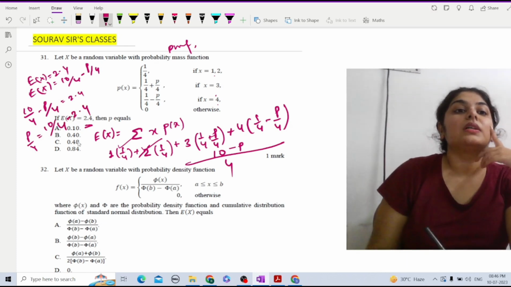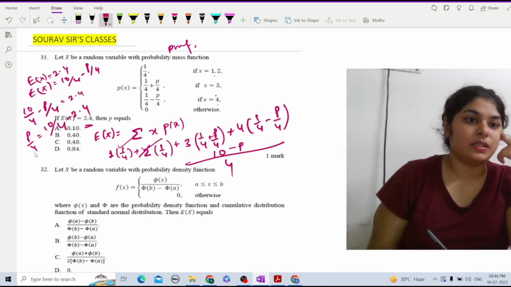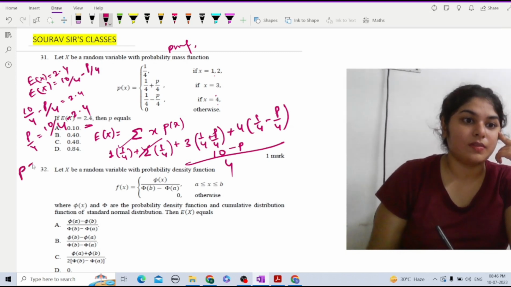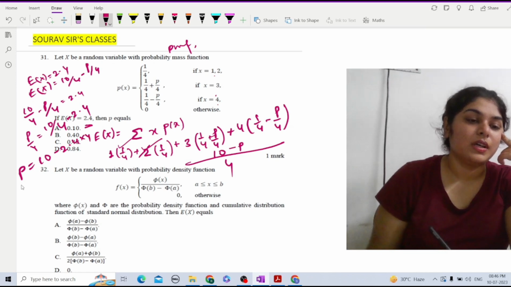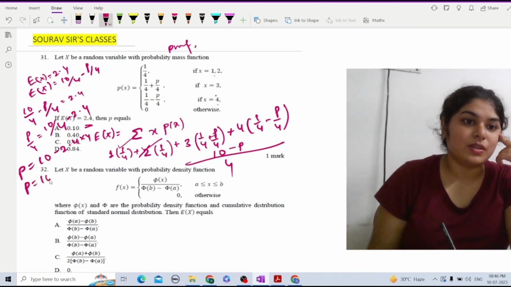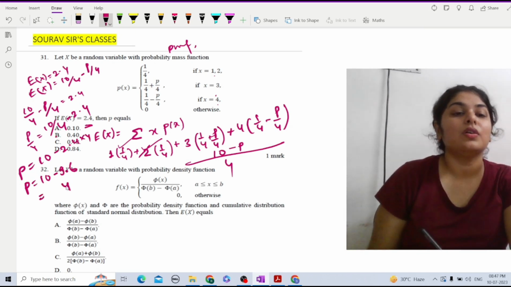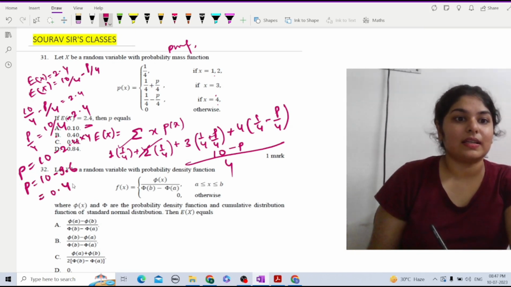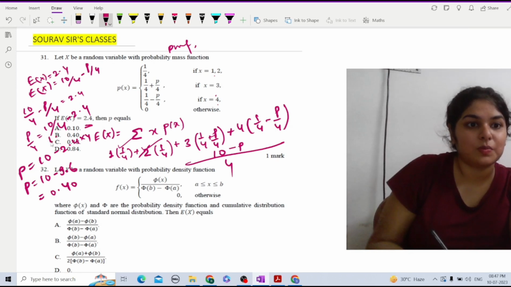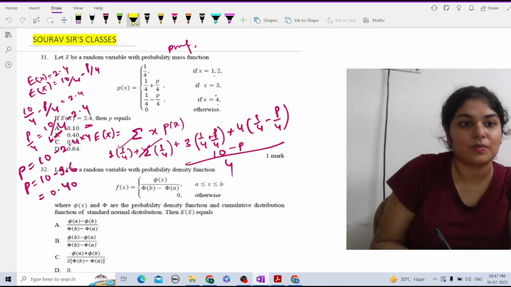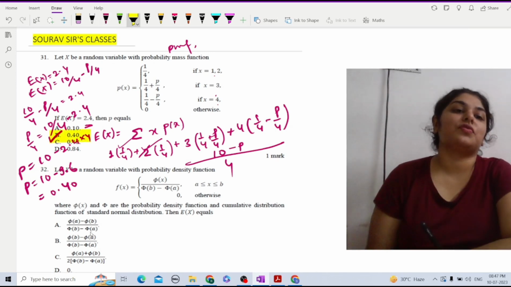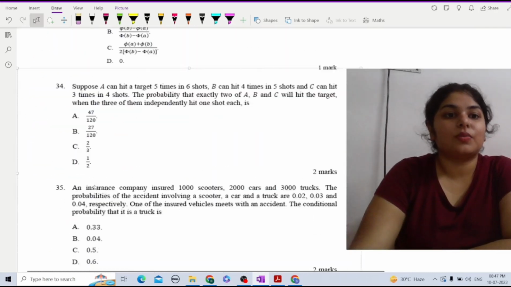Okay, so let us simplify this. The 4 gets cancelled, so p is equal to 10 minus 2.4 into 4. So p is equal to 10 minus 9.6, since 4 times 2.4 is 9.6. So that is equal to 0.4. So 0.4 is the correct answer. Do we have that option? Yes, B is the correct option, that is 0.40. Okay, next question.